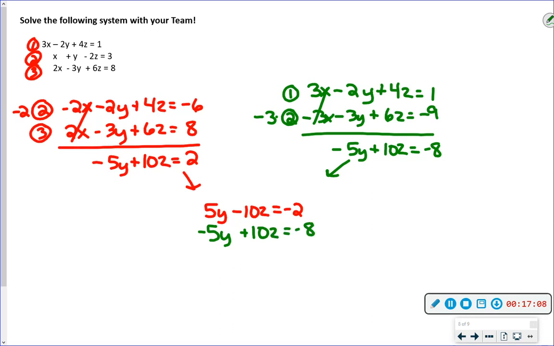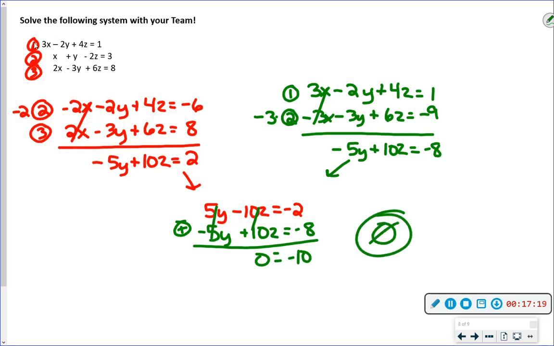All right, let's add them up. Of course, our y's are gone, the z's are gone, and we equal -10. Well, 0 can't equal -10. We all know that. No solution. Got it. So easy, yes, time consuming, I would say, is more the issue. Write neat, be conscientious of your calculations.